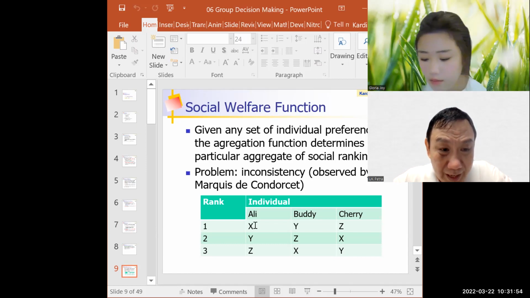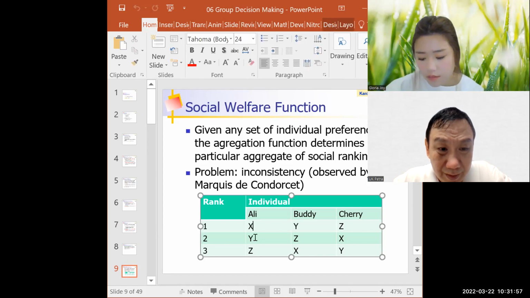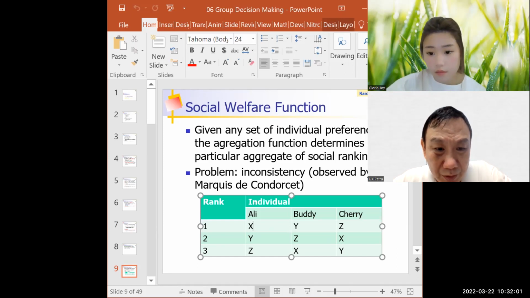If you look at this, comparing X and Y, which one is the majority?